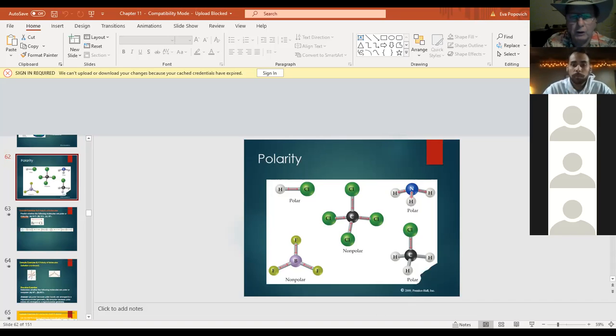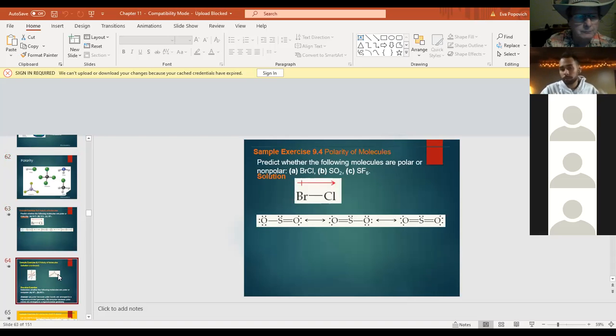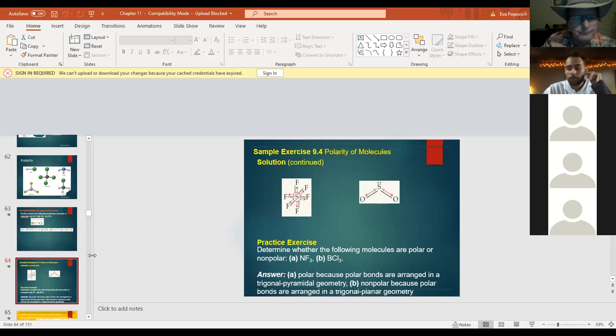Yeah. Good deal. How about this one, guys? BF3. Has polar bonds, but is non-polar. Why? There is symmetry in the molecule. Total symmetrical molecule, therefore it is nonpolar. Are we okay with this, or do I need to get through a couple more examples?